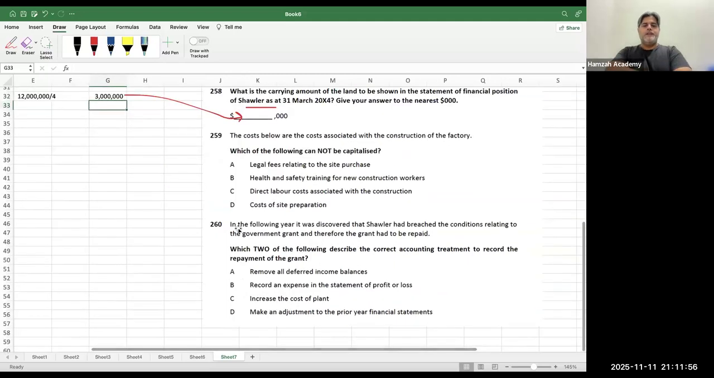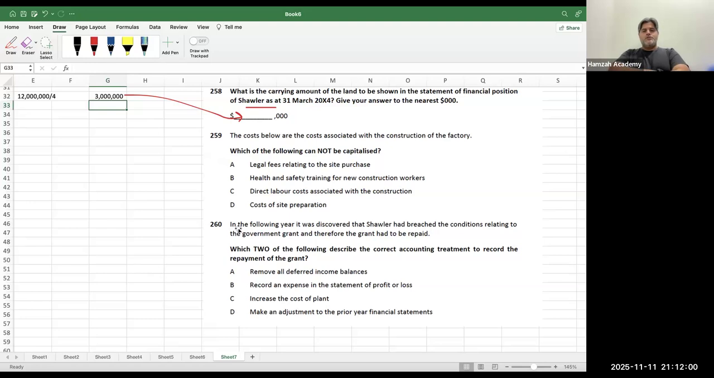Then the 259, the costs below are the costs associated with the construction of the factory. Which of the following cannot be capitalized? Legal fee relating to the site purchase, capitalized. Health and safety training for new construction workers. Look, this health and safety training cost is something that we cannot capitalize. So it's going to be option B. Direct labor cost is capitalized, cost of site preparation is capitalized as well.